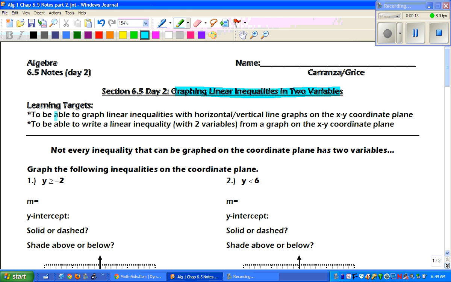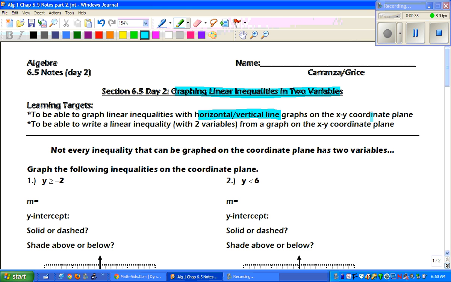Our learning target today is to be able to graph linear inequalities with horizontal and vertical line graphs on the xy coordinate plane, and to be able to write linear inequalities with two variables from a graph on the xy coordinate plane. So, one of the things we need to remember is that not every inequality that can be graphed on the coordinate plane has two variables.